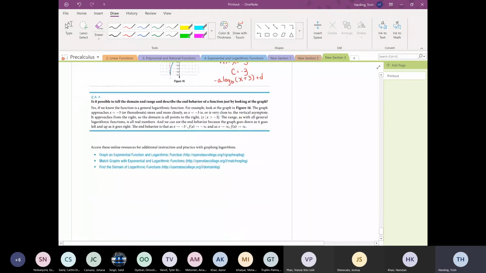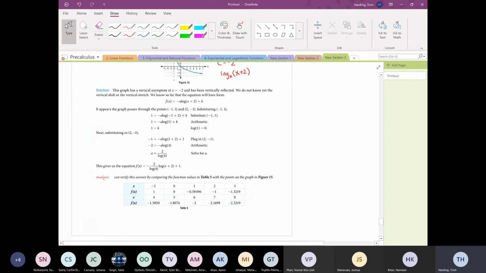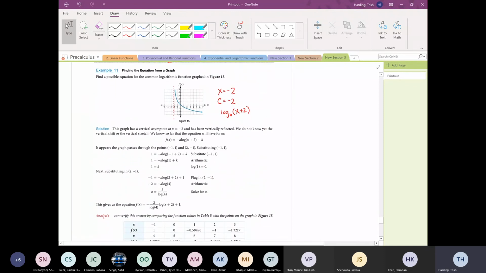Okay. Oh, that looks like that is it for this chapter. So I will actually go up here and I will expand on finding the equation from the graph because it looks like I still have about 10 minutes. And notice it has a vertical asymptote at X equals -2. It says it has been vertically reflected. We don't know the shifts yet, but we do know that it will have this general form: -a log x plus 2 plus k.